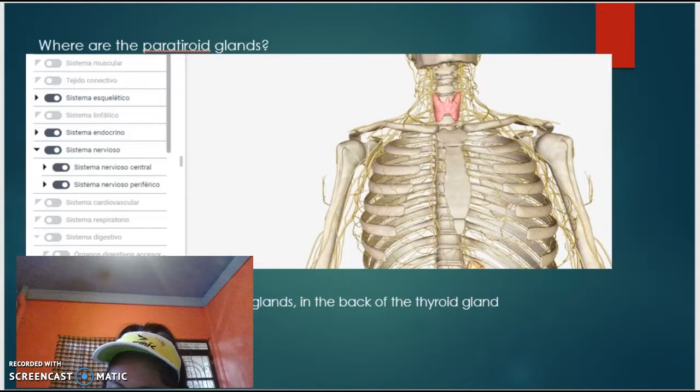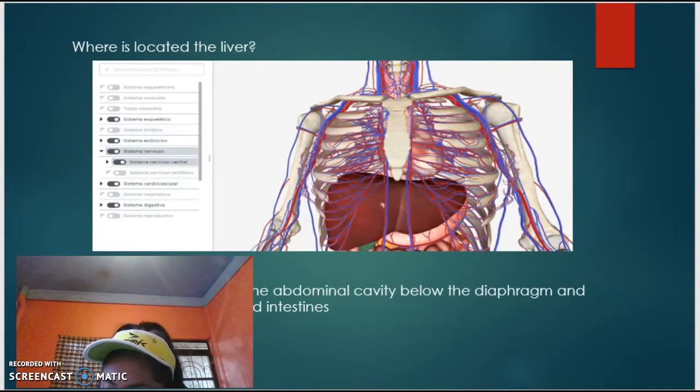Where are the parathyroid glands? Four small glands in the back of the thyroid. Where is located the liver? In the upper right part of the abdominal cavity, below the diaphragm and above the right kidney and intestine.